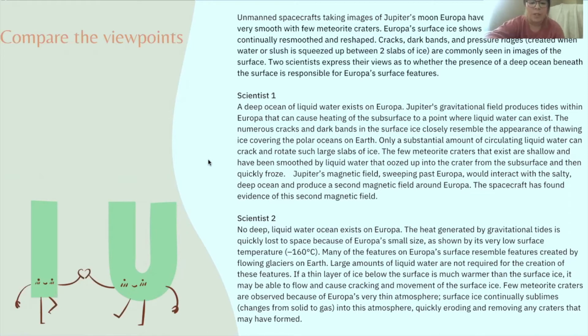Scientist 2 states, no deep liquid water ocean exists on Europa. That is completely contradicting Scientist 1 right there, right off the bat. So this would be a good place to make a note of a difference. If we keep going, we see the heat generated by gravitational tides is quickly lost to space because of Europa's small size, as shown by its very low surface temperature, negative 160 degrees Celsius. Many of the features on Europa's surface resemble features created by flowing glaciers on Earth. Large amounts of liquid water are not required for the creation of these features. If a thin layer of ice below the surface is much warmer than the surface is, it may be able to flow and cause cracking and movement of the surface ice. Few meteorite craters are observed because of Europa's thin atmosphere. Surface ice continually sublimes, or changes from a solid to a gas, into this atmosphere, quickly eroding and removing any craters that may have formed.